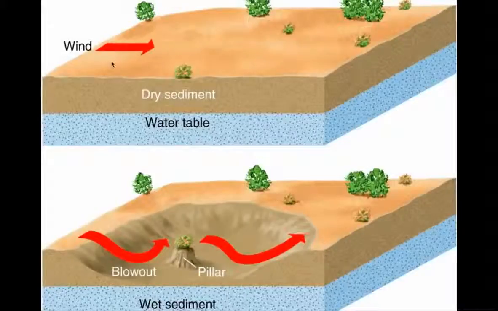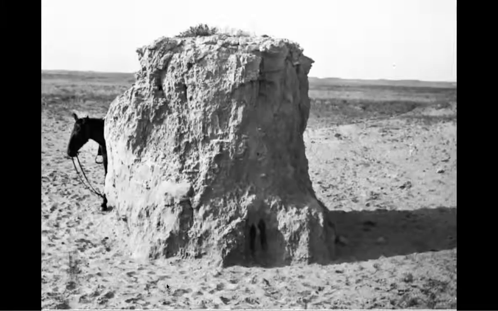Here's what happens. Wind blowing across, when it meets a little indentation, picks up speed. With greater speed, it can carry more stuff, so little by little, it creates what's called a blowout until it gets down to the water table. You think this is a fictional picture? There it is. Here's a blowout. We don't see a whole lot of these in Arizona.